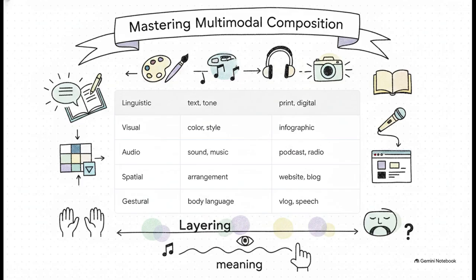Now, the real magic happens through what we call layering. By layering these different elements, like, say, adding ominous music over a visual of a totally serene lake, you create a much deeper, more emotional meaning than any single mode could ever achieve by itself.